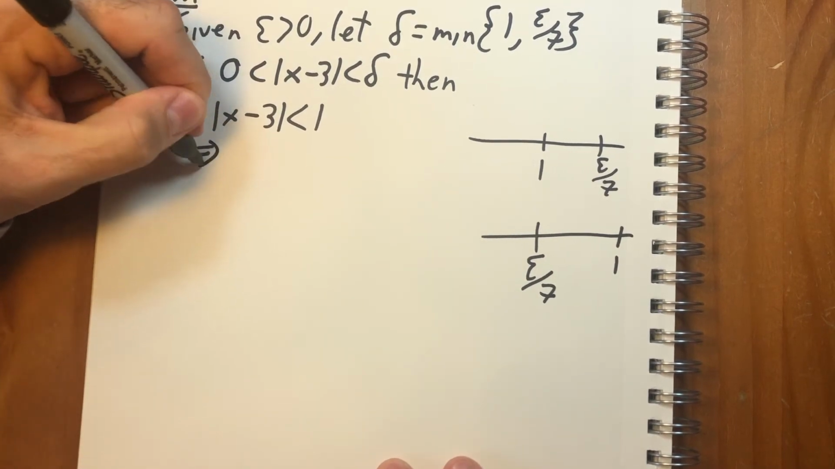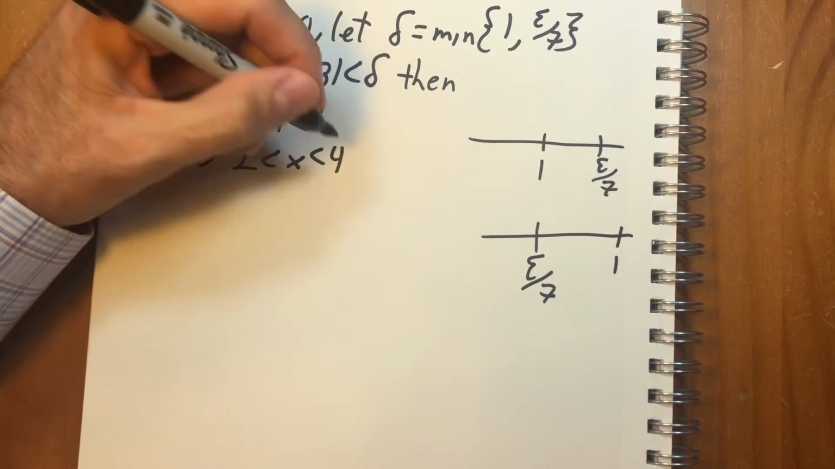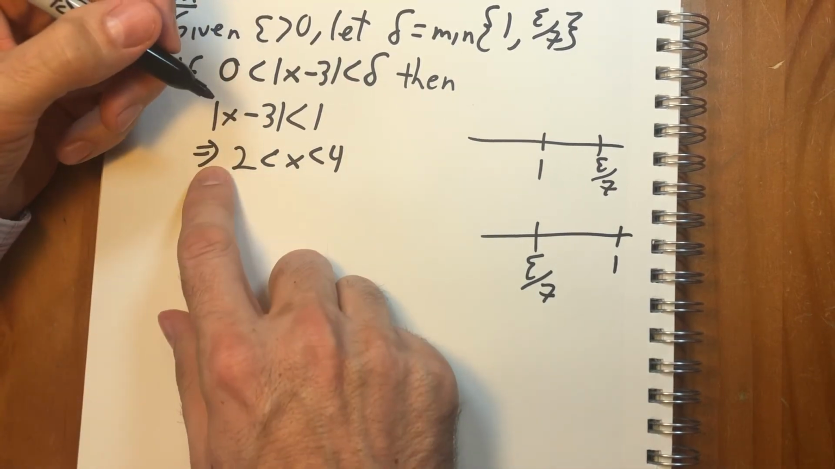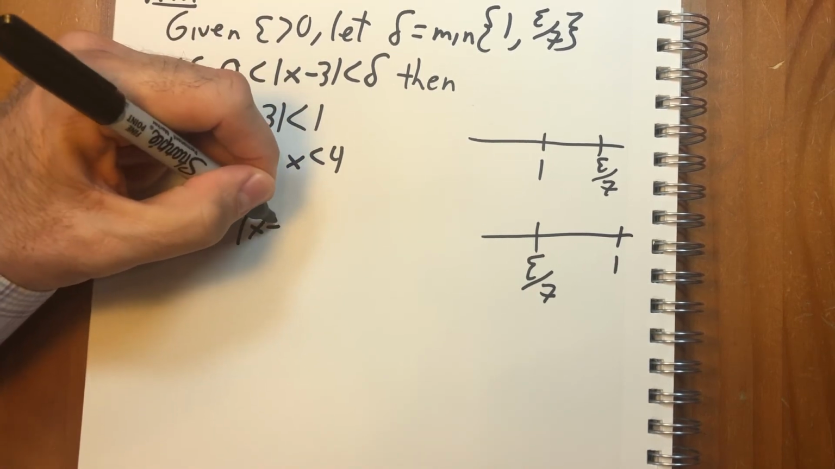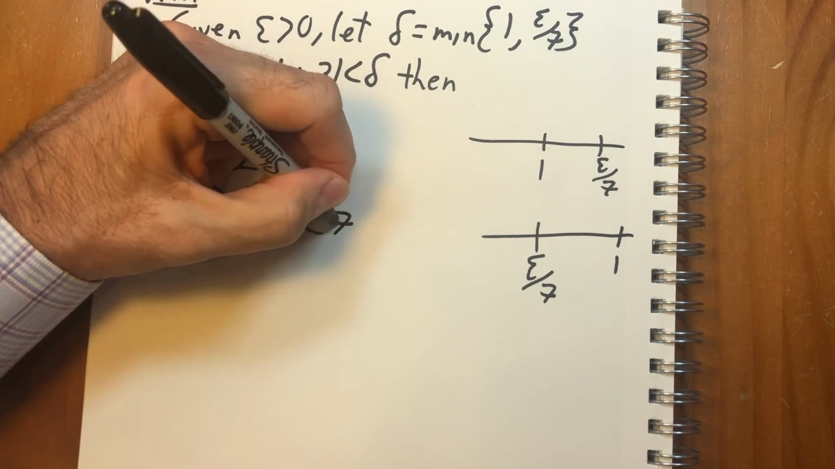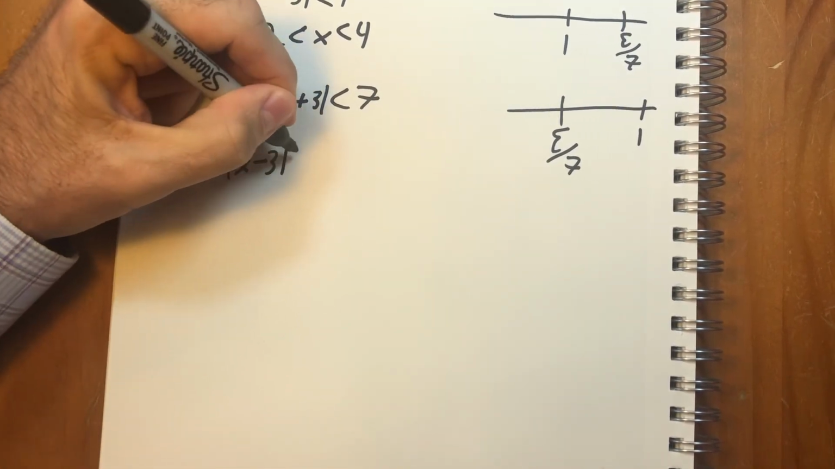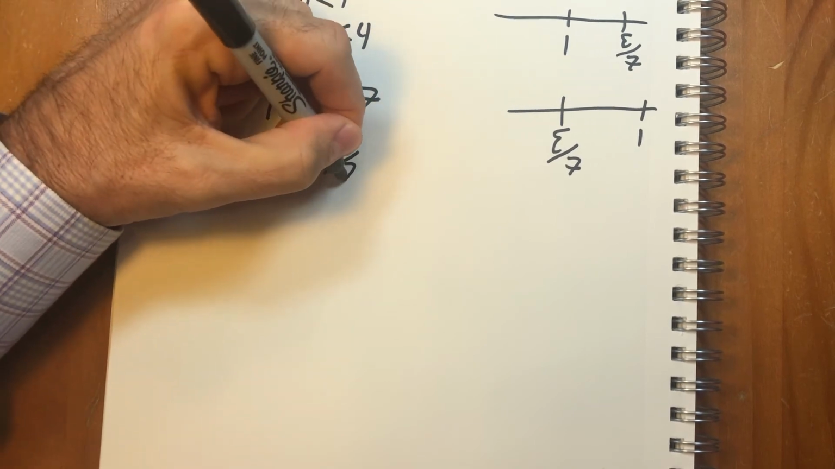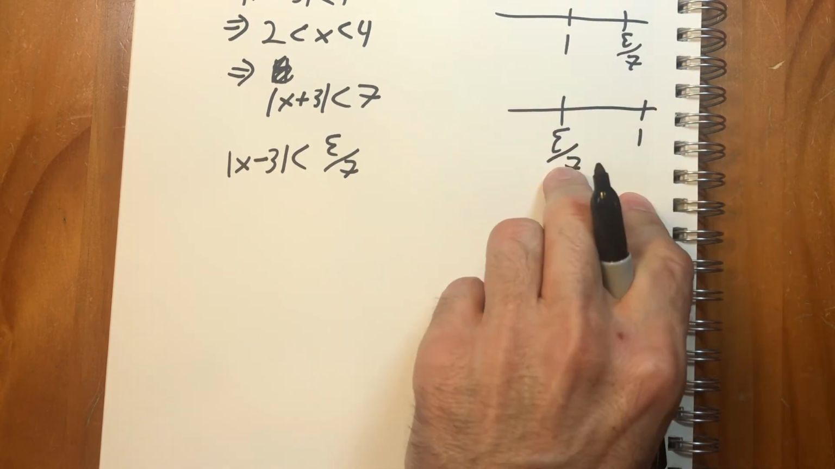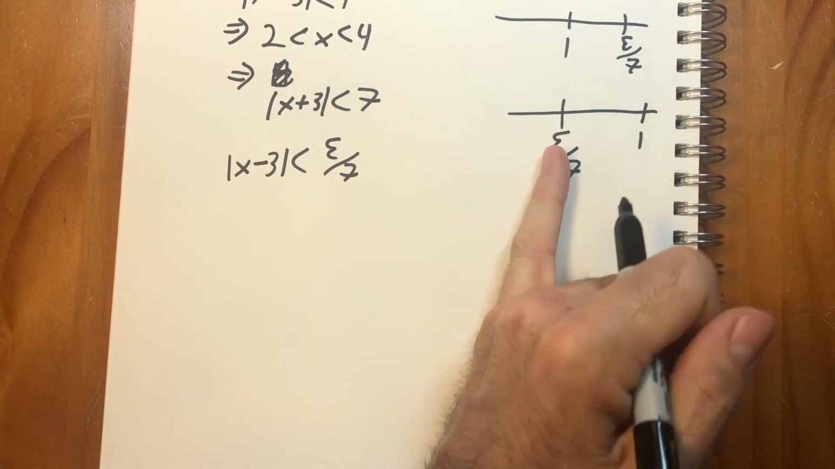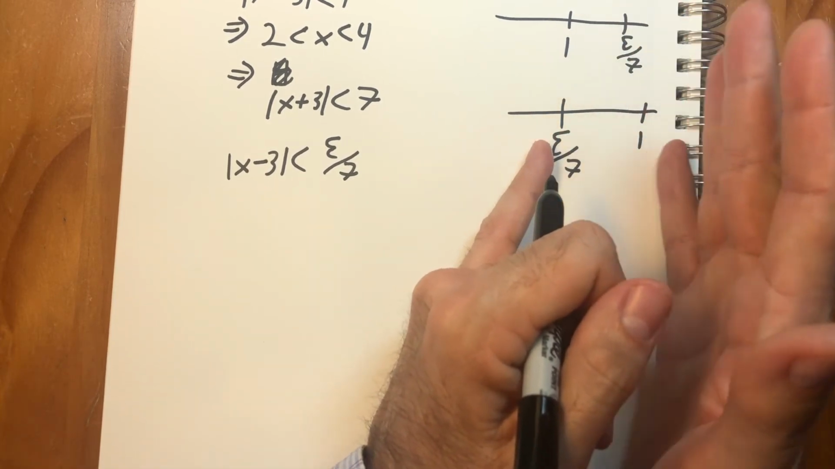That implies then from what we did before, that 2 is less than x is less than 4, and therefore, if we add 3 through here, we have that x plus 3 is less than 7. Now, we also have that x minus 3 is less than epsilon over 7. And it's for the same reason. No matter which one of these is less than, the delta is going to be over here. So in either case, x minus 3 is going to be less than both of them.